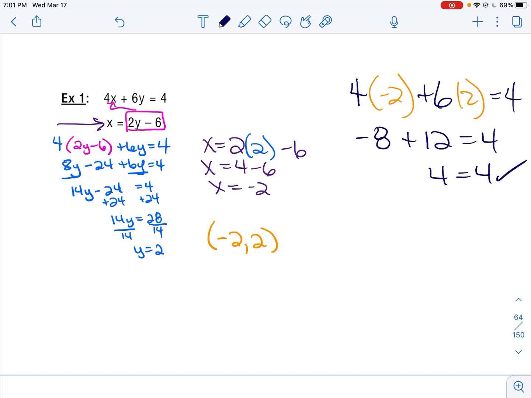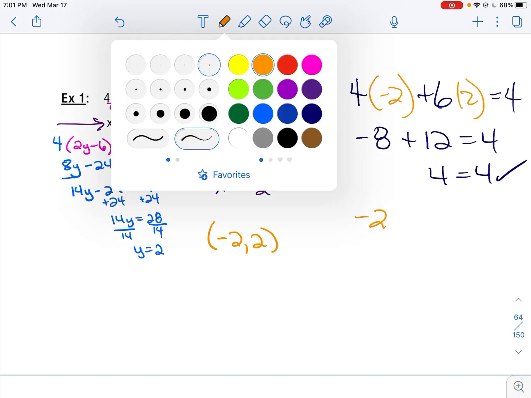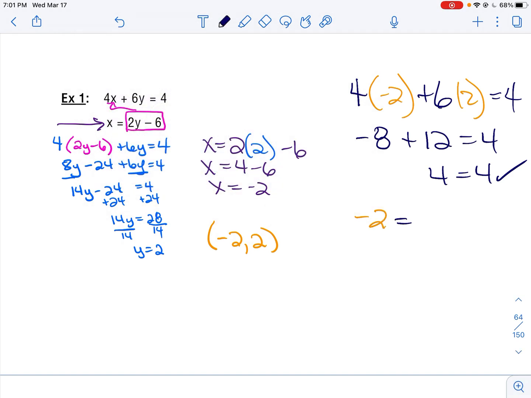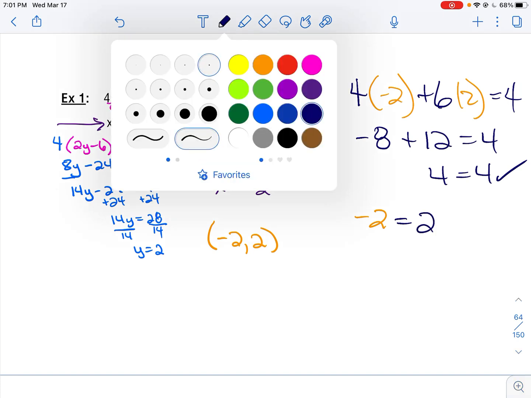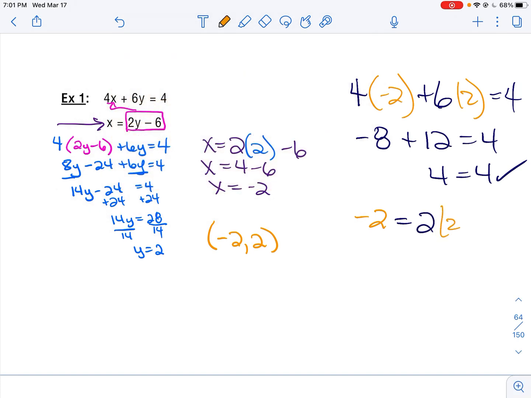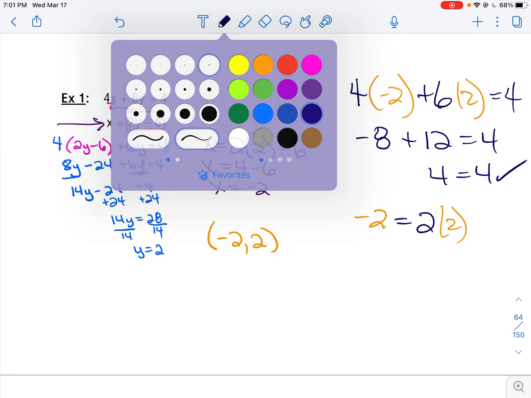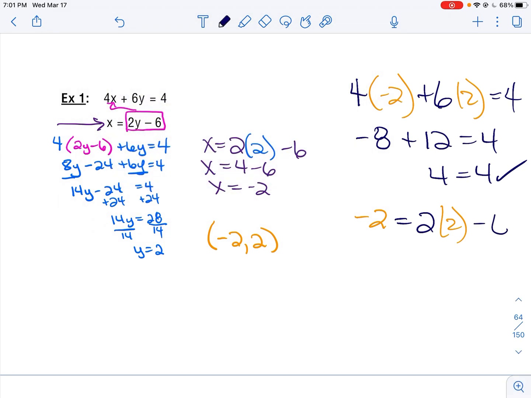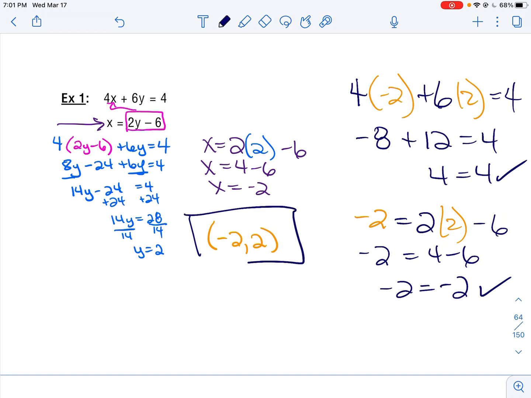Now we have to check and make sure it works for the other one. So I have x, and x is negative 2, equals 2 times the y value, which is 2, minus 6. So negative 2 equals 4 minus 6. Negative 2 equals negative 2. So this is my solution.